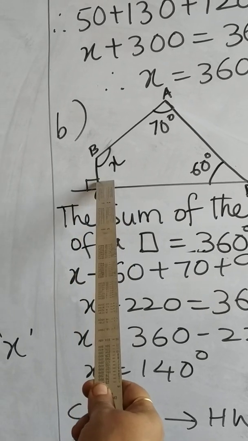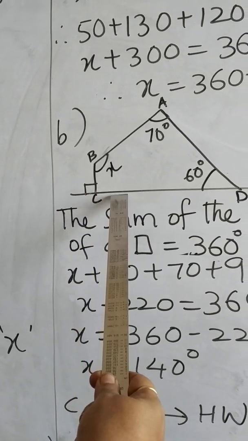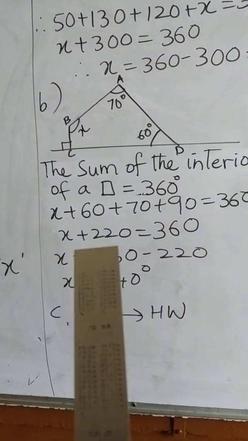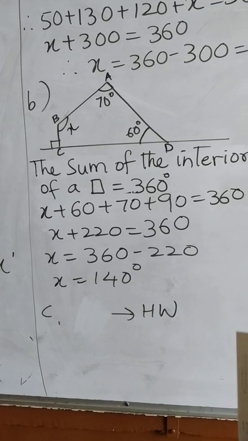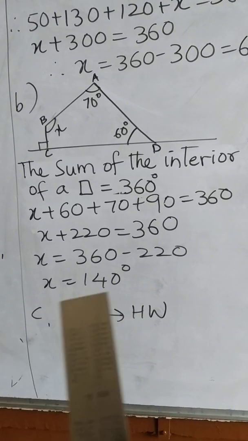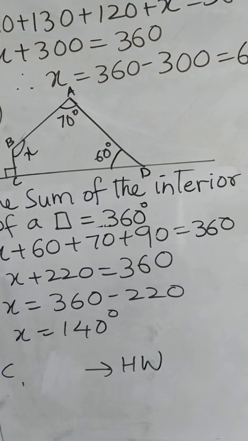You know, linear pair. This angle plus this angle is equal to 180. If this is 90, this is also 90. So x plus 220 is equal to 360. So x will be 360 minus 220. So x will be 140 degrees. And C is given to you as homework.